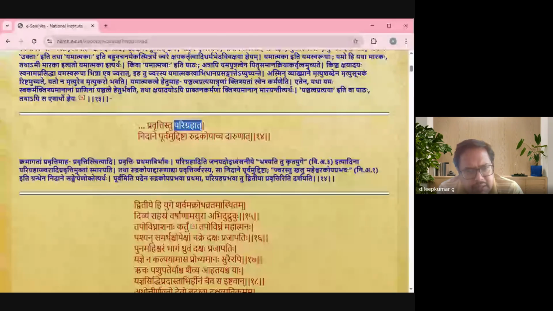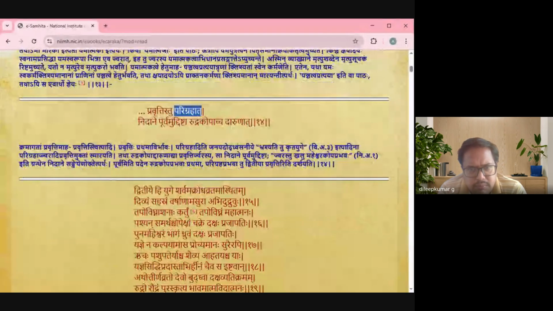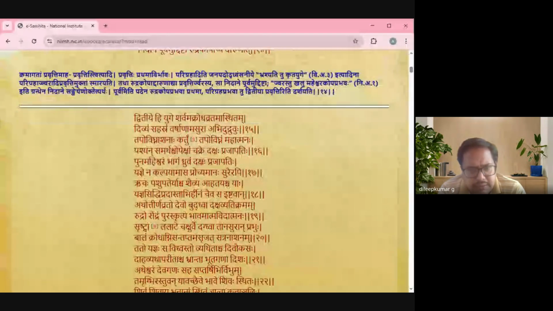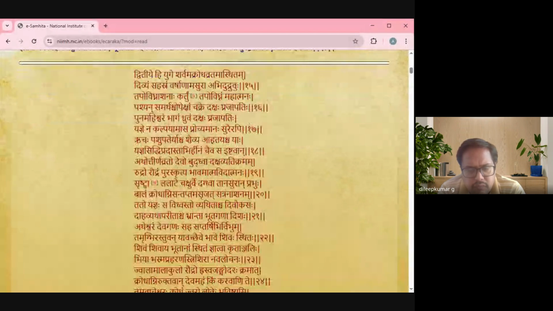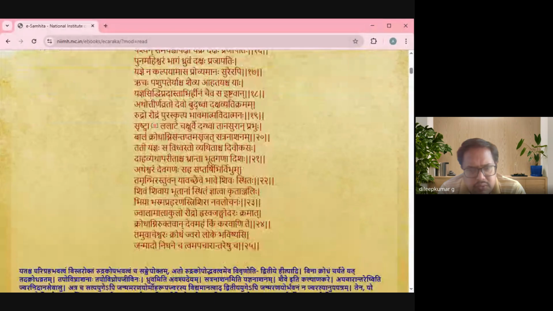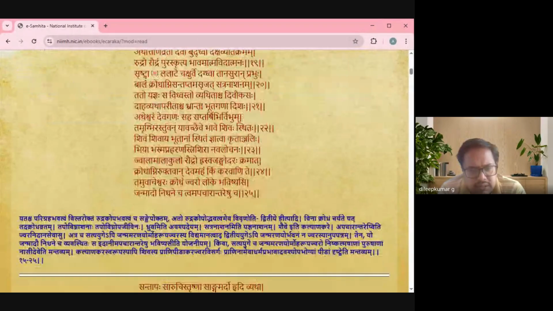The same thing is mentioned here: Parigraha, that is excessive attachment, and Rudra Kopa. A mythological story is mentioned related to the origin of Jwara. So Pravrutti means the origin of Jwara, how Jwara occurred. There are details of the story about how Jwara occurred by Rudra Kopa. Just remember that Rudra Kopa is an important term.